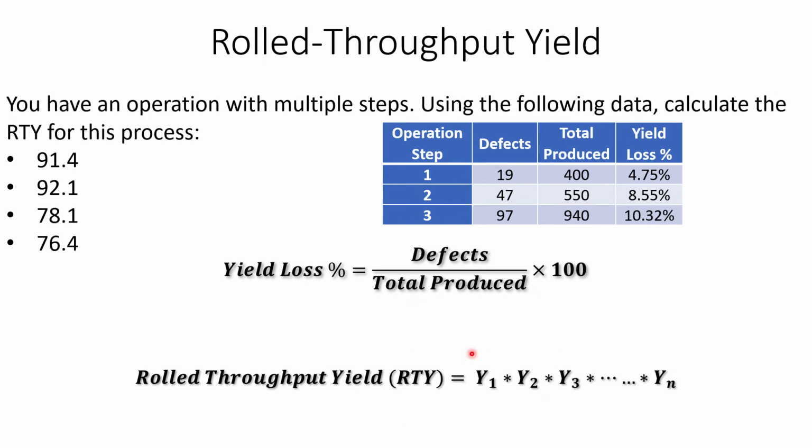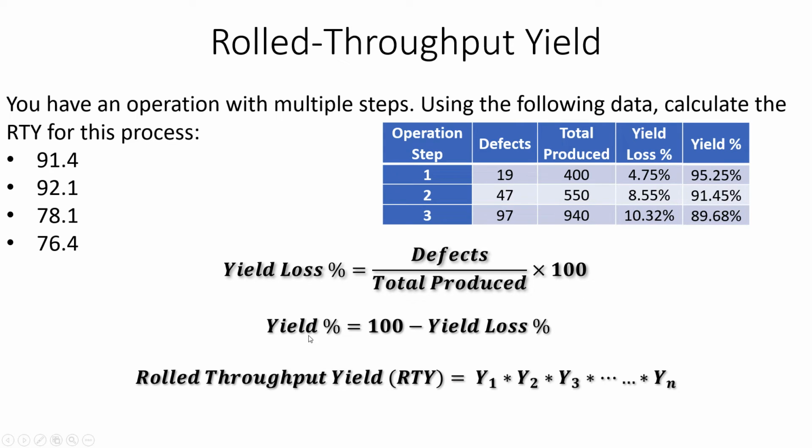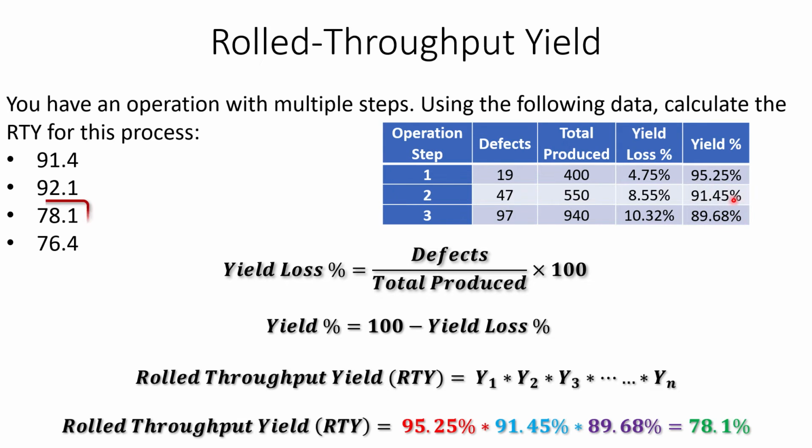Now, to actually work the equation, we have to convert yield loss into yield. So in step 1, we lost 4.75%. We yielded 95.25% of good parts. These are good parts, these are bad parts. And of course, the final rolled throughput yield calculation is simply the individual yields from each of these individual steps. 95.25 times 91.45 times 89.68 gives us a rolled throughput yield of 78.1%. By the way, you can jump straight to the yield calculation and totally skip this whole yield loss thing. That's probably an easier way to do it, but I wanted to show you both methods.